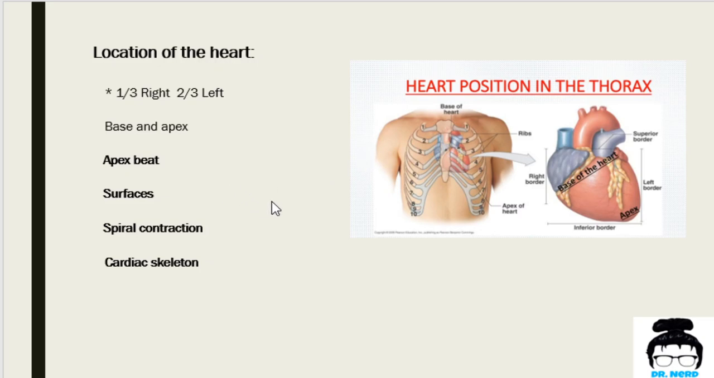The heart contracts in a spiral fashion, in a spiral contraction, which means the apex contracts first, then the base. If you want to think about it, you can say it contracts from the bottom towards the top. Now, the cardiac skeleton: we know that the heart is muscular, it is not that hard, but the cardiac skeleton is the tough part of the heart that all the valves attach to. It supports the valvular tissue.